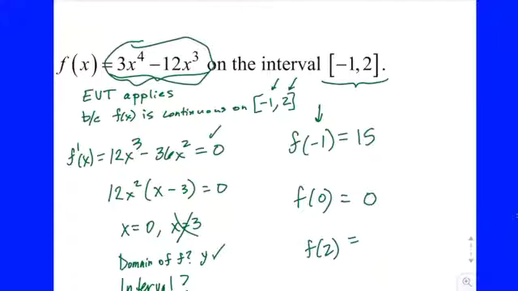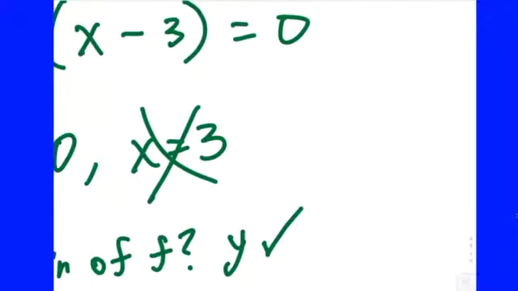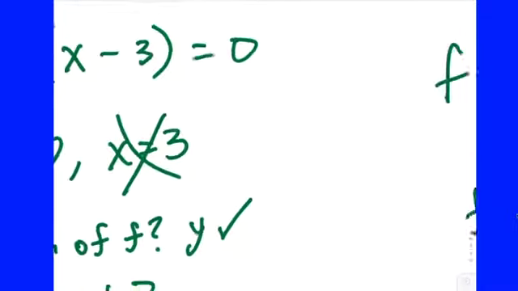2 to the 4th, 16. 16 times 3, 48. I'm going to write that down, 48. Minus, plug in a 2. 2 cubed is 8. 8 times 12, sorry, 96. And that equals, we'll find out right after this commercial break. Oh, I can see the drama.